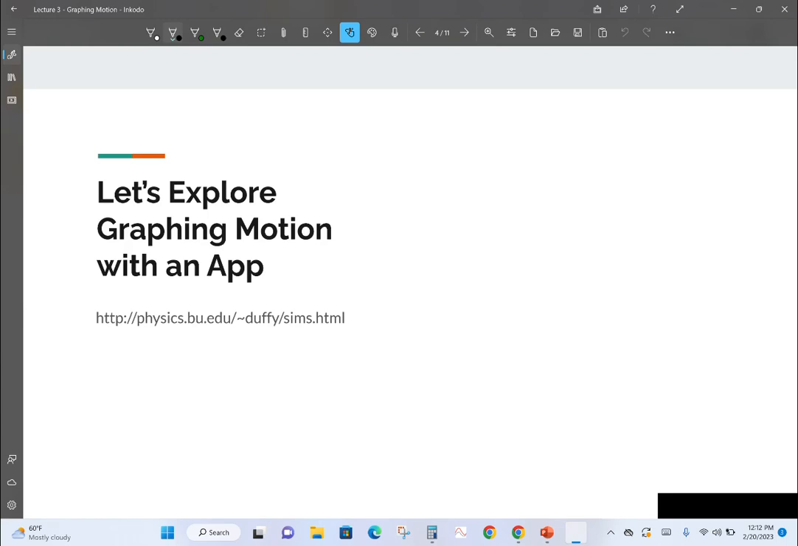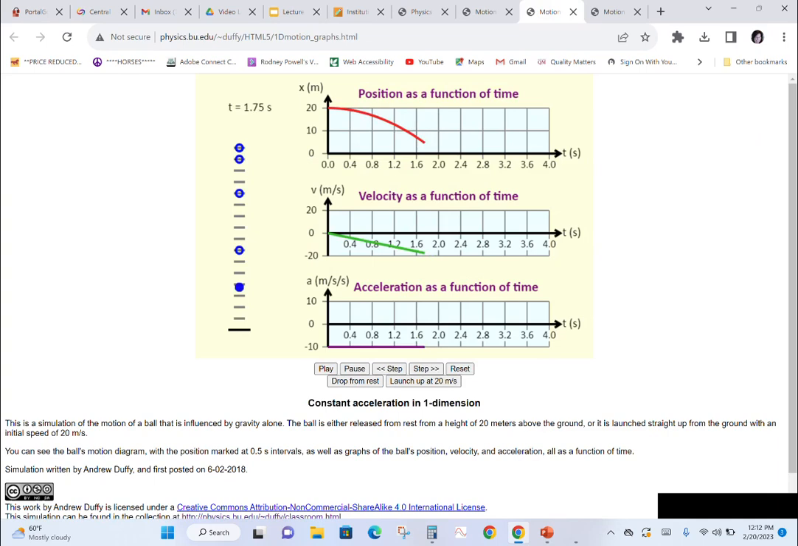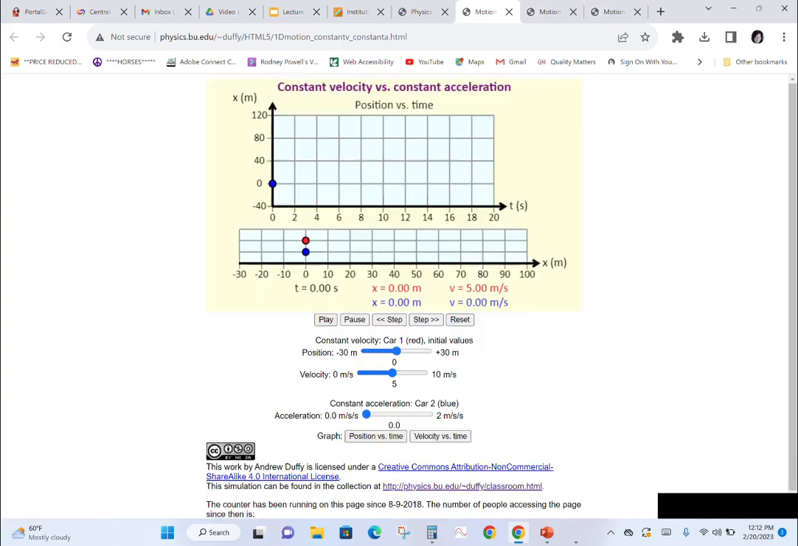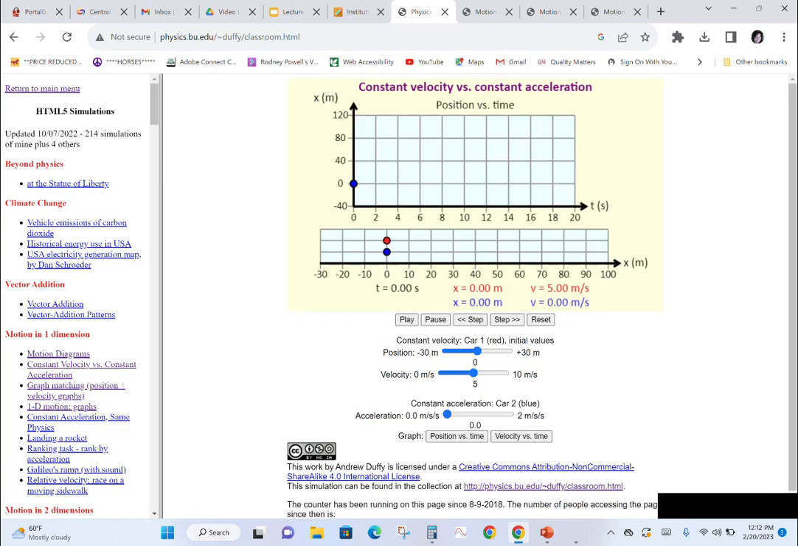All right. So first, let's explore graphing motion with an app. Let's look at constant velocity. A blue car that's going to be at rest, and we're going to have a red car that's traveling at a constant 5 meters per second. And we're graphing position versus time. And we're going to look at the dot diagrams, and we're going to look at the position graph.